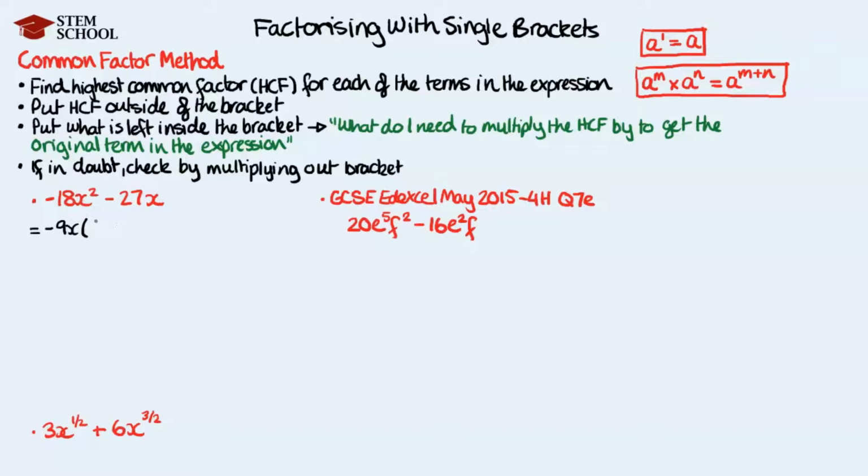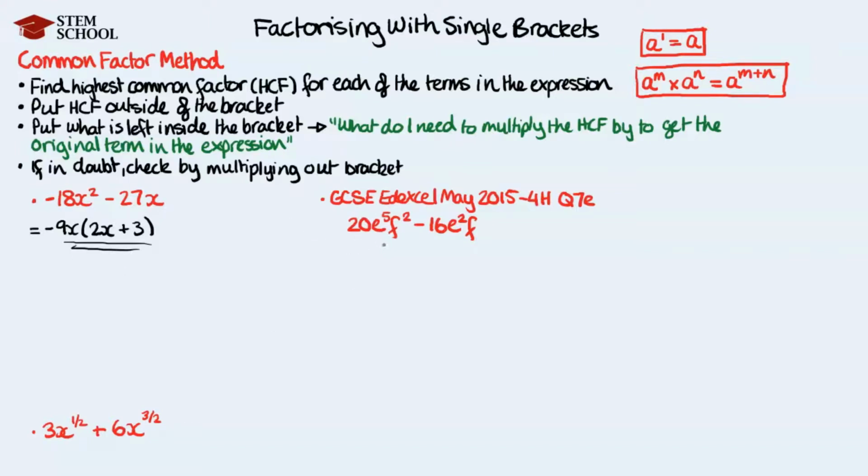So minus 9x times 2x, because you'll get minus 18, then x squared, you add the powers, okay? So minus 9x times what is equal to minus 27x? Let's deal with the second term. You'll just get a positive 3, okay? Because minus 9 times 3 is minus 27, and then we just have the x term here and the x term here in the original expression.